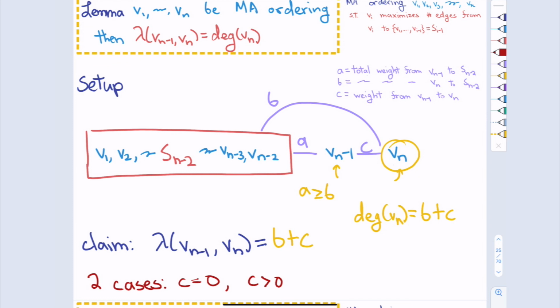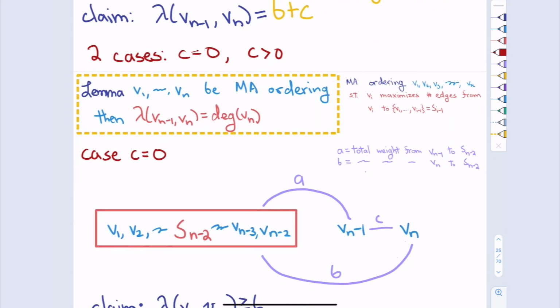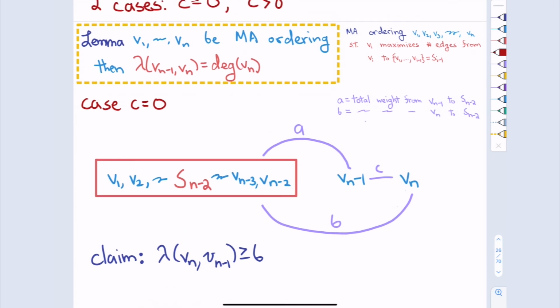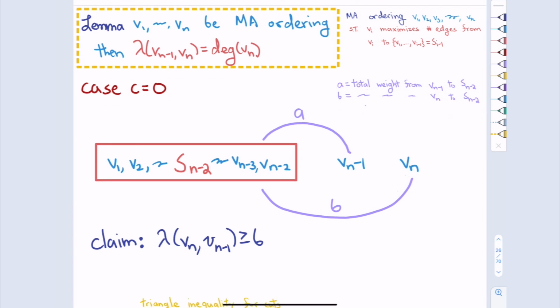Alright, so that's the setup. Let's look at the first case, when C is equal to 0. So I'm going to erase this edge. I'm just down to A and B now. There's no edge between Vn minus 1 and Vn. In that case, the degree of Vn is now just B, and the claim is that this represents the minimum cut between Vn minus 1 and Vn.